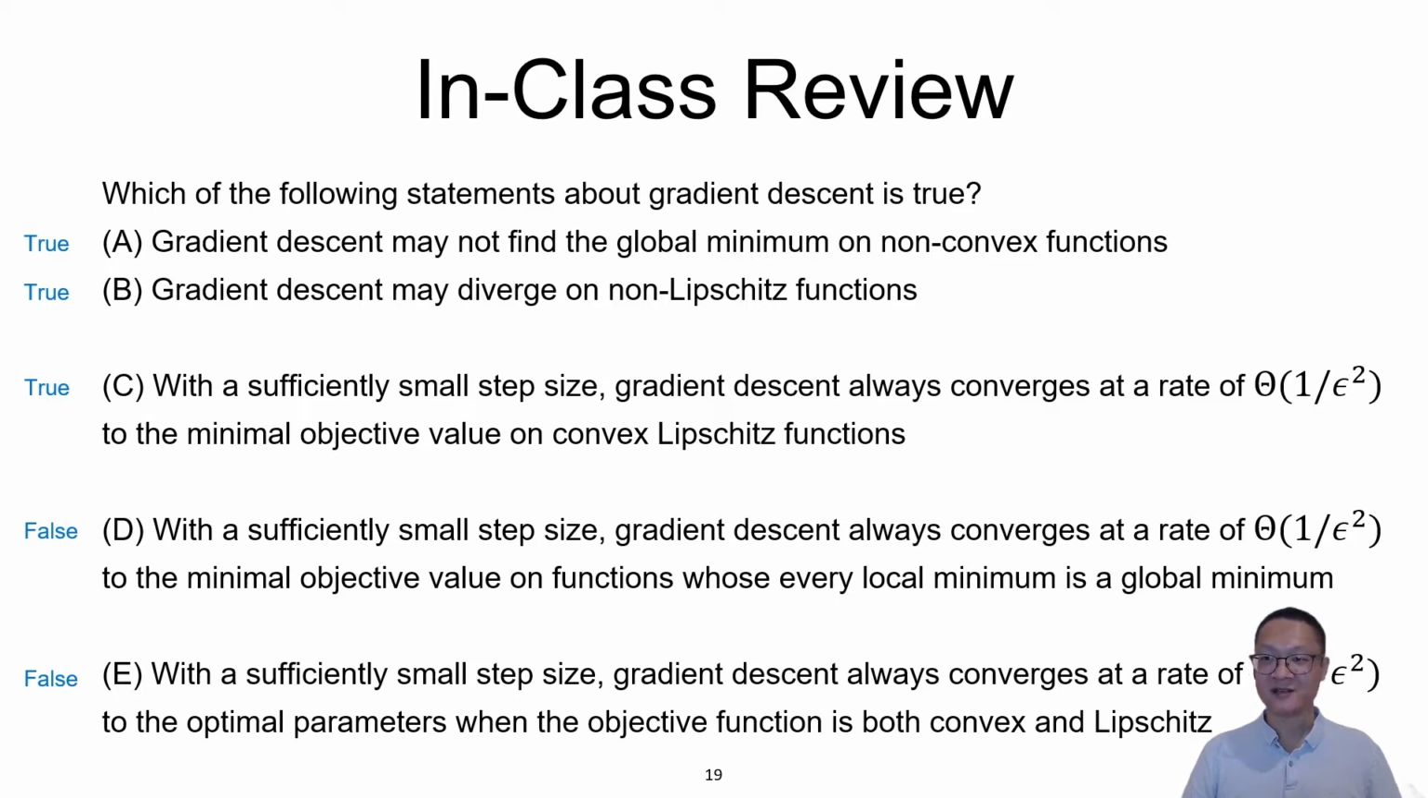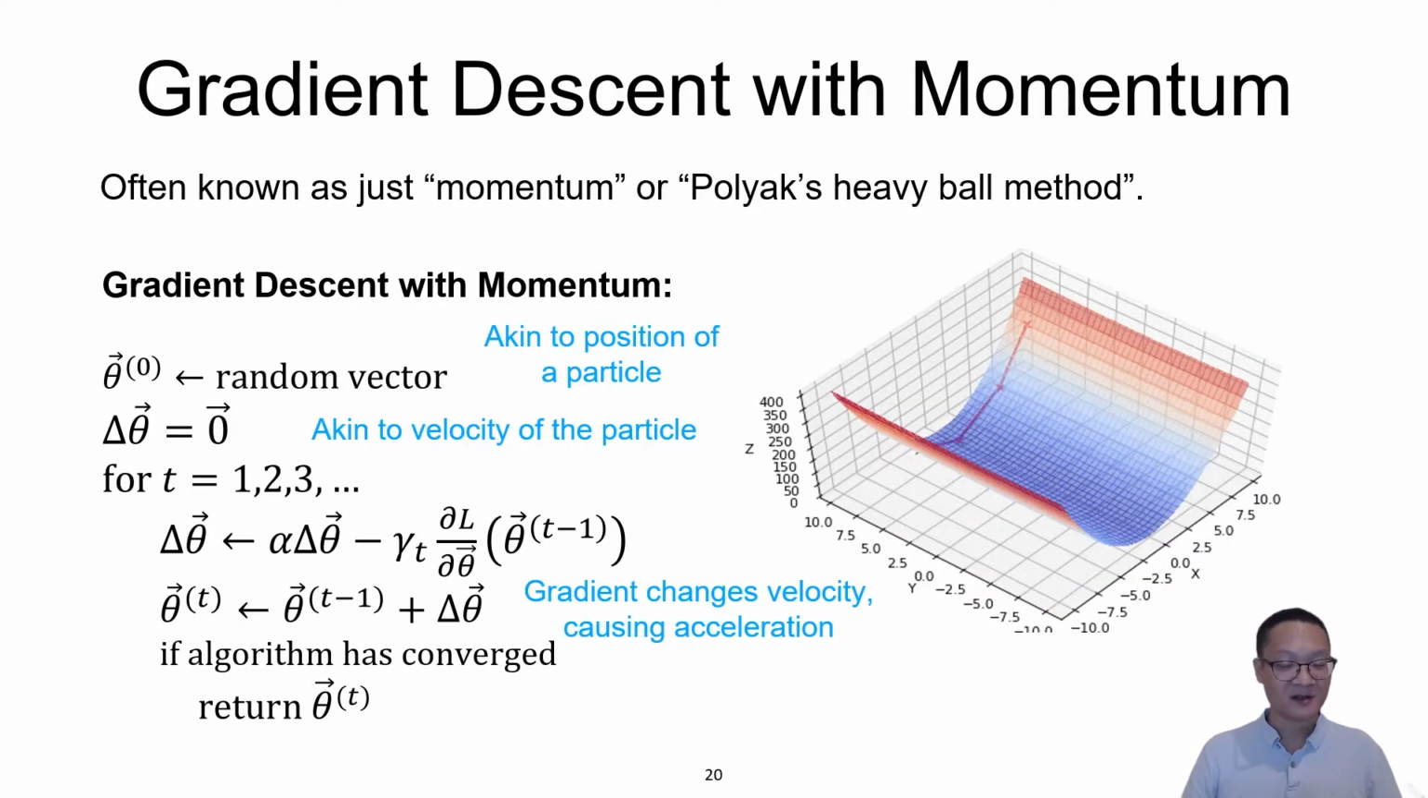Okay, so next we're going to look at some more advanced iterative gradient-based optimization methods. The next one we're going to look at is gradient descent with momentum. A lot of times people just call this momentum. Some people would also call this Polyak's heavy ball method. So let's just go over the algorithm.